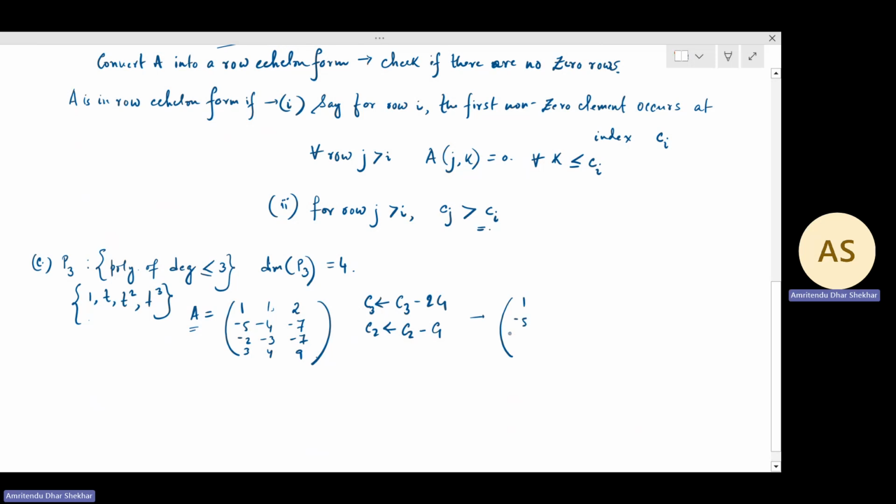1 minus 5 minus 2, 3, 0, 1, minus 1, 1, then 0, 3, minus 3, 3.